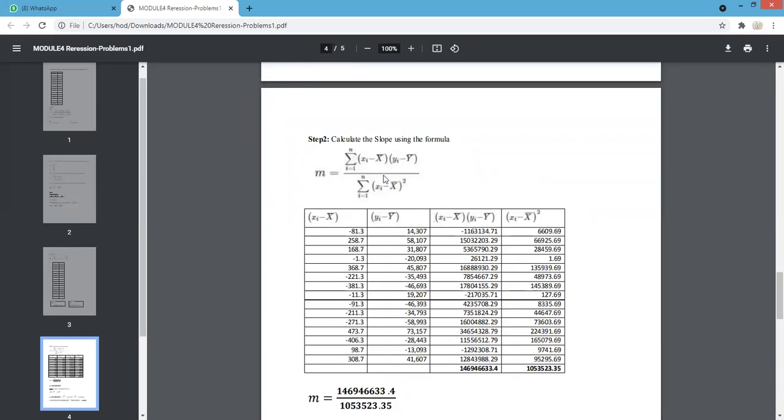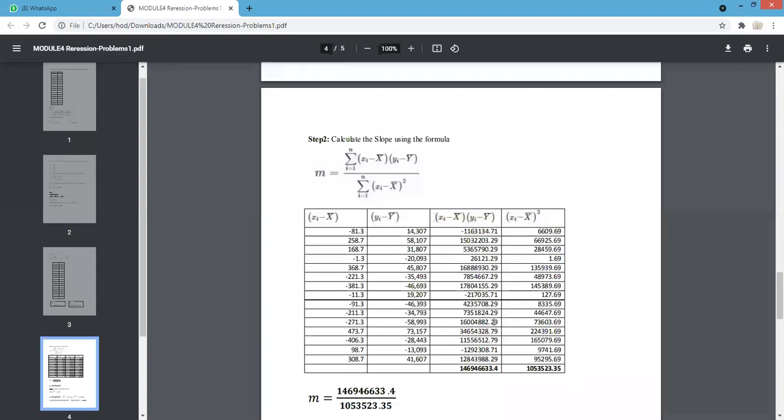Now you can see the denominator. The denominator says xi minus x bar, the whole squared. So what we do is take xi minus x bar, this value, and if we square it, we get this particular value. Similarly, we have done this for each consecutive value. Then this is the summation which is showing. So we have taken a summation.